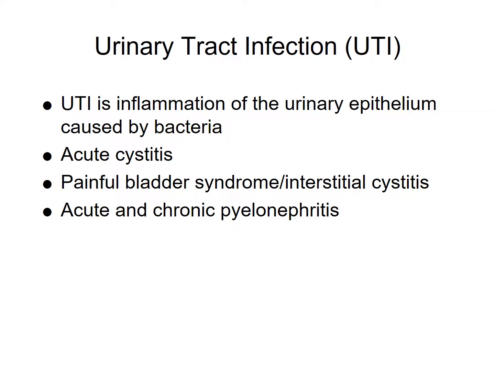Urinary tract infection is a very common occurrence. It's caused by an inflammation of the urinary epithelium by bacteria. Acute cystitis is the same thing as a urinary tract infection or a bladder infection. We usually break the words apart. It's an inflammation of the bladder.